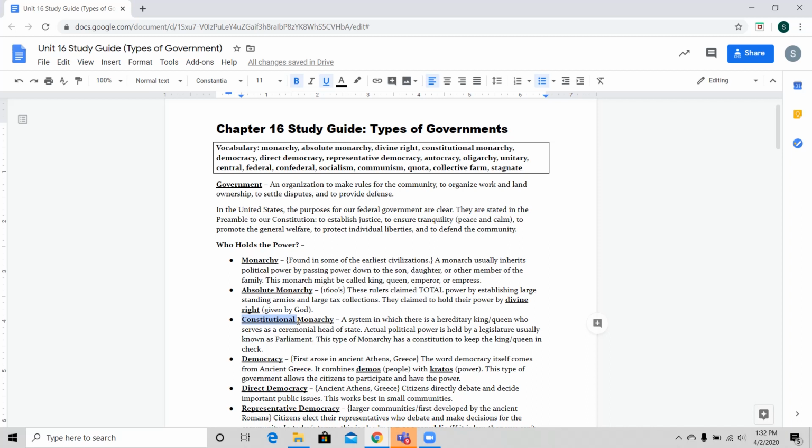A prime minister is basically going to be their president, just like their parliament is our Congress. Exactly. Okay, right. So let's break down into our next term, our next general term, which is democracy.